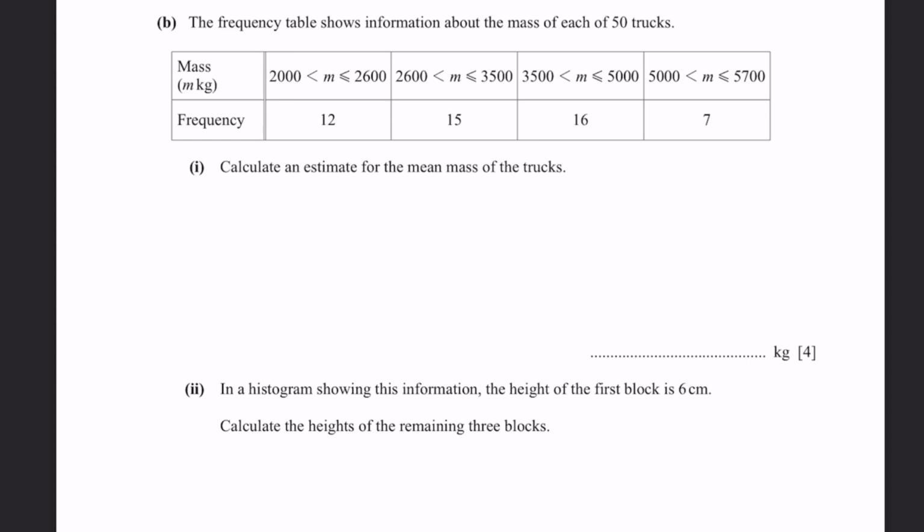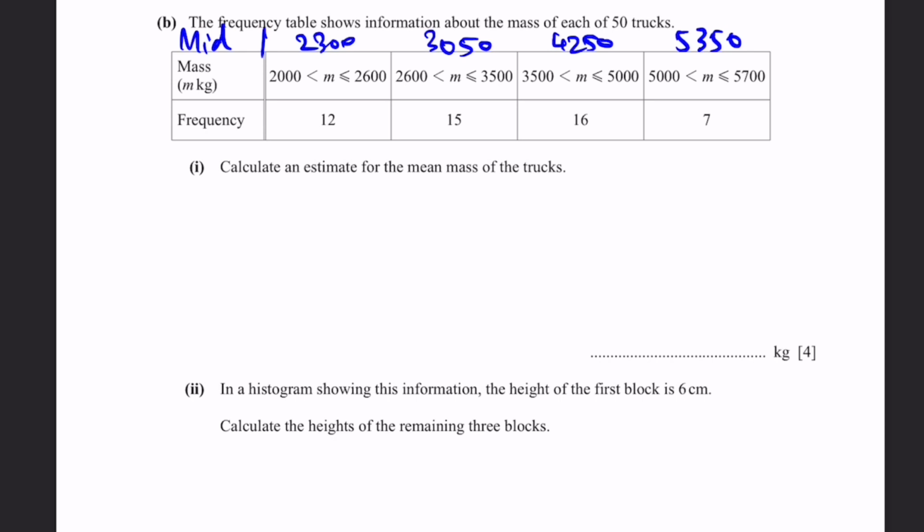The frequency table shows information about the mass of each of 50 trucks. The mass and frequency are given. 1. Calculate an estimate for the mean mass of the trucks. So first let's find the midpoint. So I'll just make a midpoint row over here. That will be 2,300, 3,050, and then 4,250, and finally 5,350.